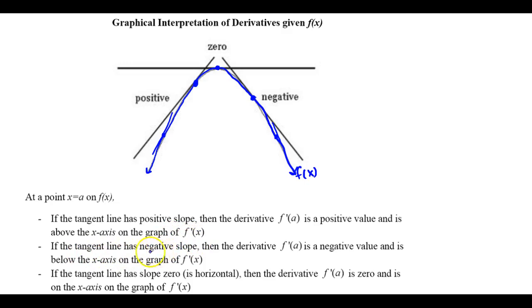If the tangent line on f of x at x equals a has a negative slope, then the derivative at that point, so f prime of a, is going to be a negative value and is going to be located below the x-axis on the graph of f prime of x. And then finally, if the tangent line has slope 0, so it is horizontal on the original graph, then the derivative at that point, f prime of a, is 0. So on the graph of the derivative, it's going to be on the x-axis. So we're going to use this information to help us sketch the graph of f prime of x given the graph of f of x.